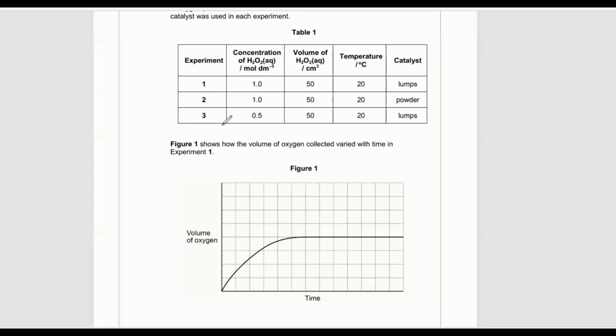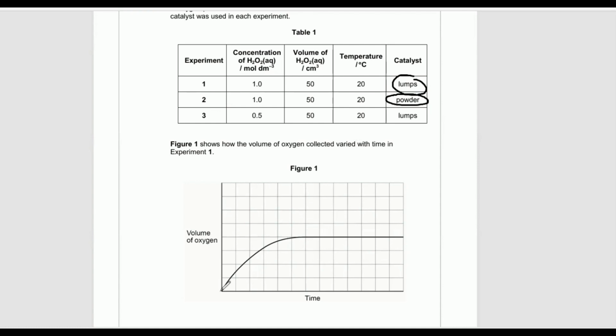Okay, we need to draw a line for experiment 2 and 3. So experiment 2, what is the difference? It's powdered instead of lumps. So it's going to react faster. But is it going to end up totally higher? No. Concentration is the same. So we're going to run out of reactant and level off at the exact same amount.